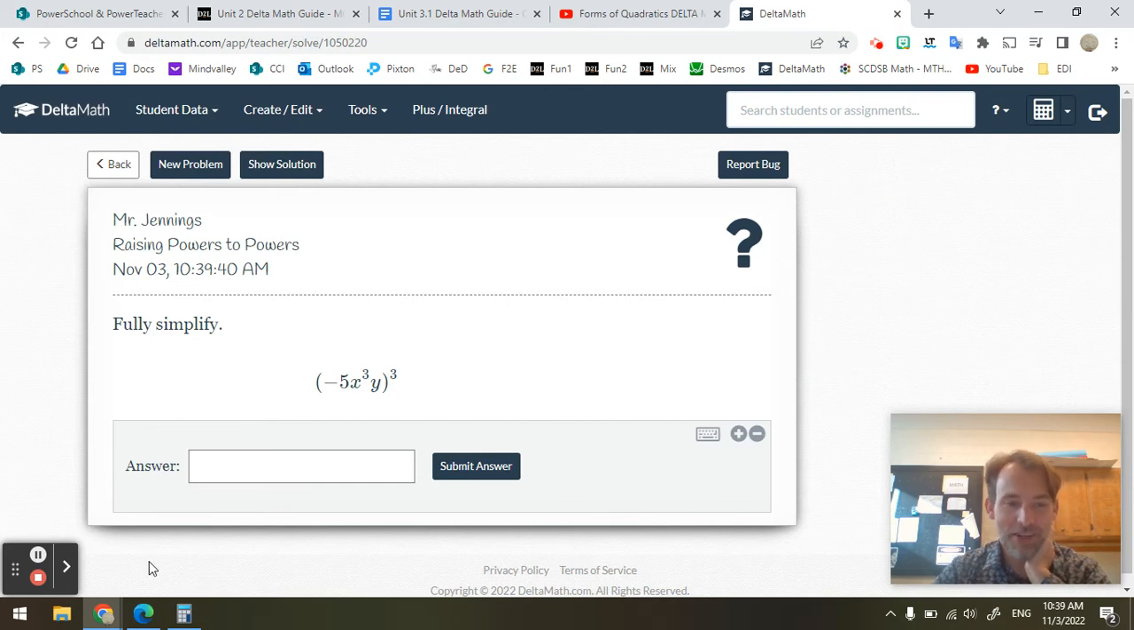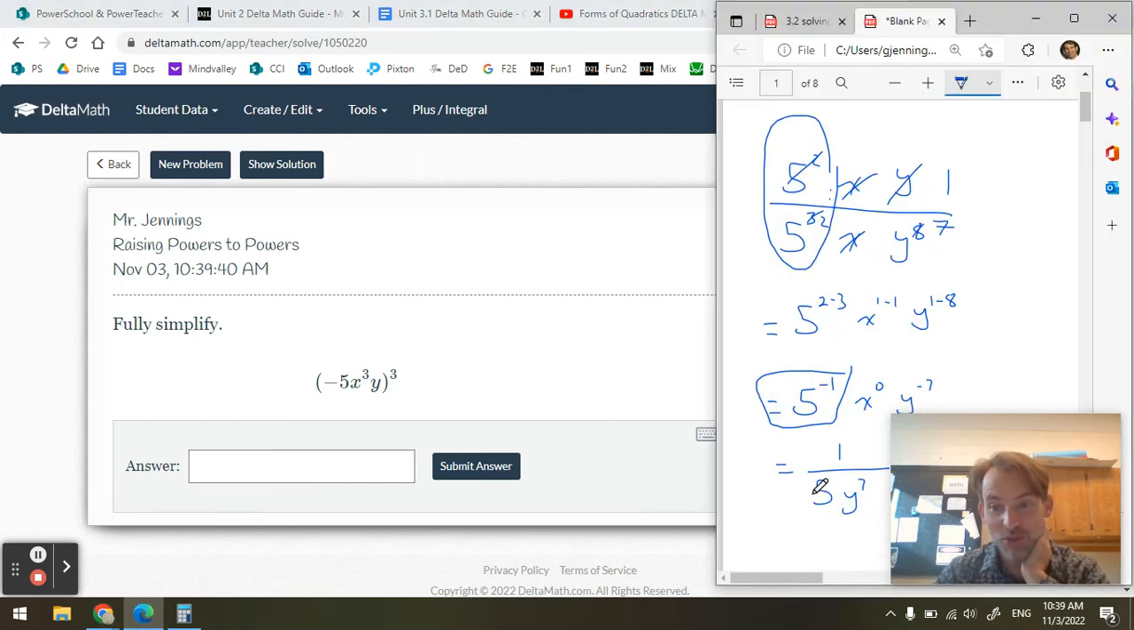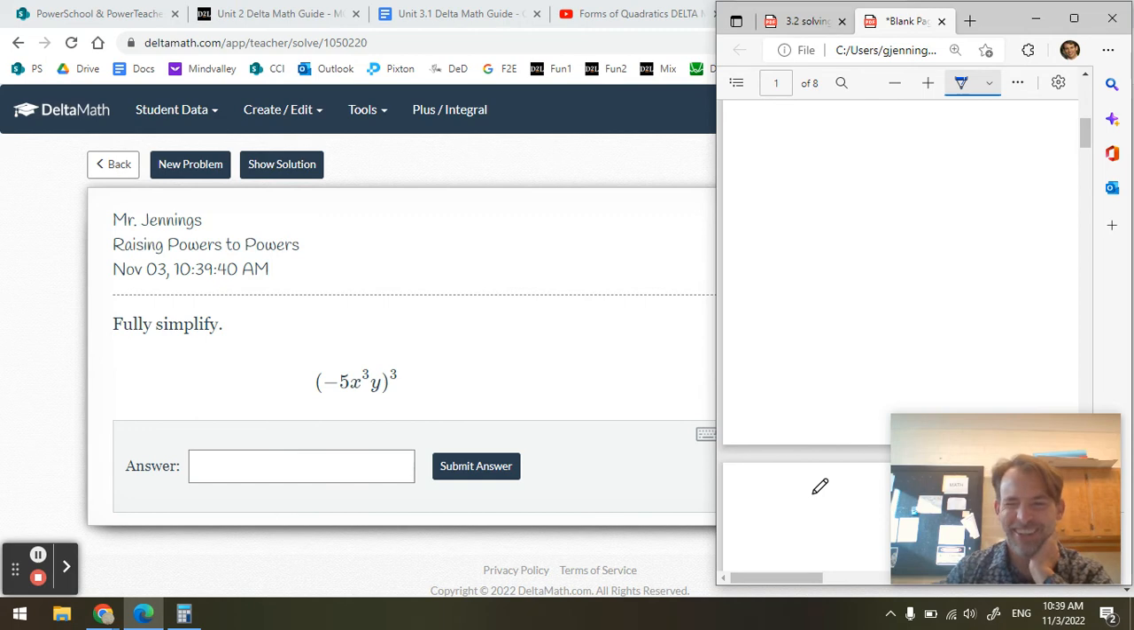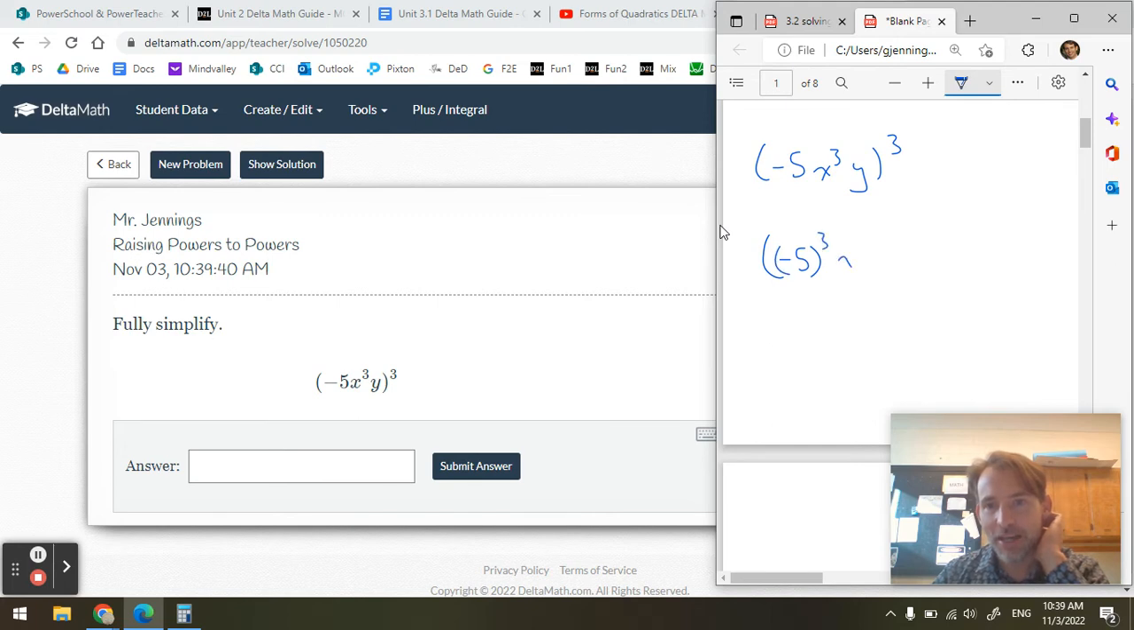Powers to powers. Let's do this one correctly. Minus 5x to the 3y raised to the power 3 is going to be equal to negative 5 to the 3, x to the 3 times 3, y to the 1 times 3, which is just 3. And that's equal to negative 125, x to the 9, y to the 3.